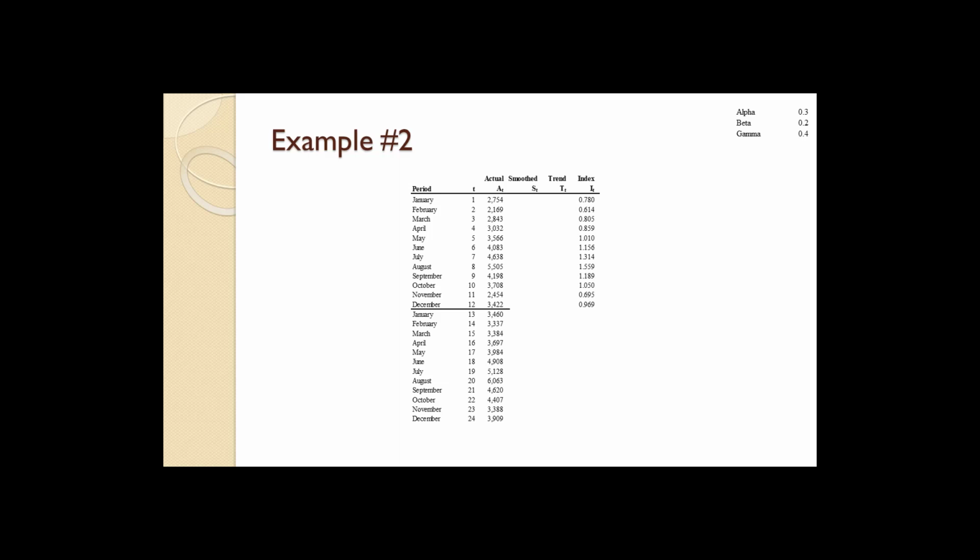Please note that due to the number of calculations and their repetitive nature, I will not be narrating the calculations in as much detail as I did in the first example. The average of the first 12 actual values is 3,531.00.